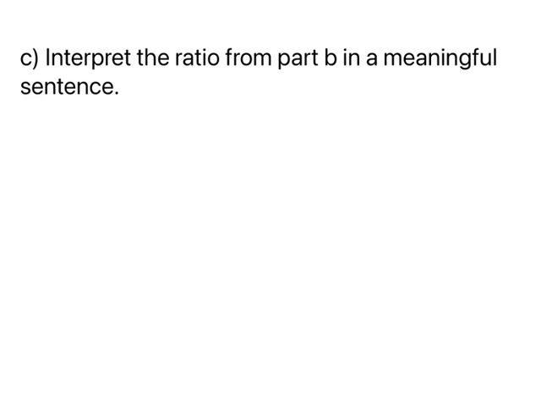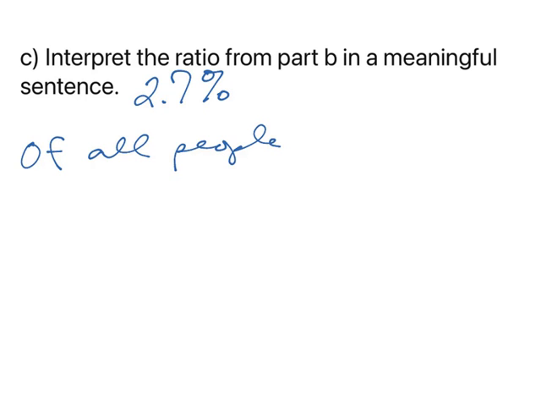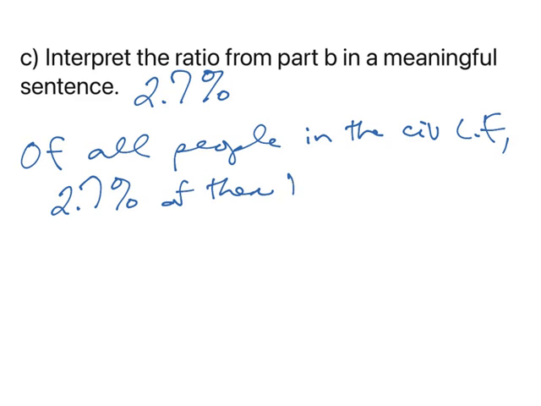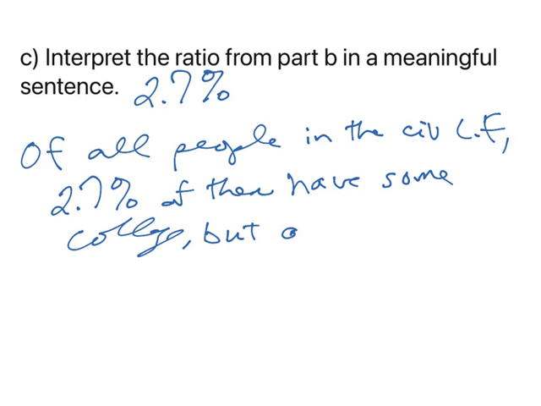Let's use that in a meaningful sentence. So again, because it's part to whole, we can write that as the percent of 2.7. So what this means, of all people in the civilian labor force, 2.7% of them have some college but no degree. So that's the idea. If I would line up everybody in the civilian labor force, 2.7% of them would have some college but no degree. That's what that means.